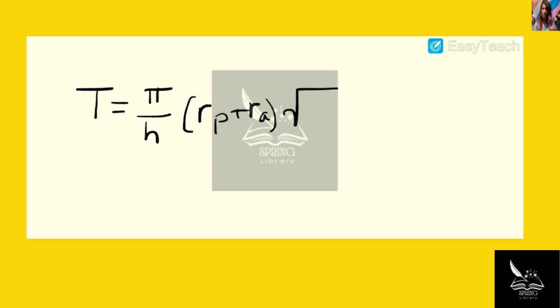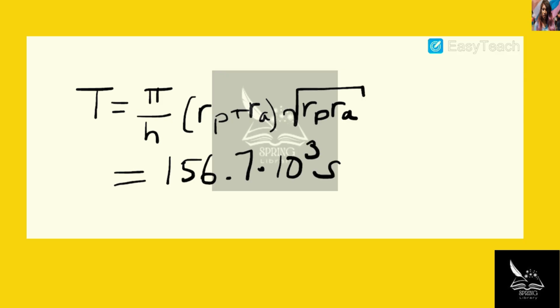Next, we're also asked to solve for the time required to travel from A prime to B, and we can first do that by solving for the period of that inner elliptic orbit. We know that this is equal to T, which is pi over H, times the quantity RP plus RA, times the square root of RP times RA. This gives us a total period of 156.7 times 10 to the third seconds.